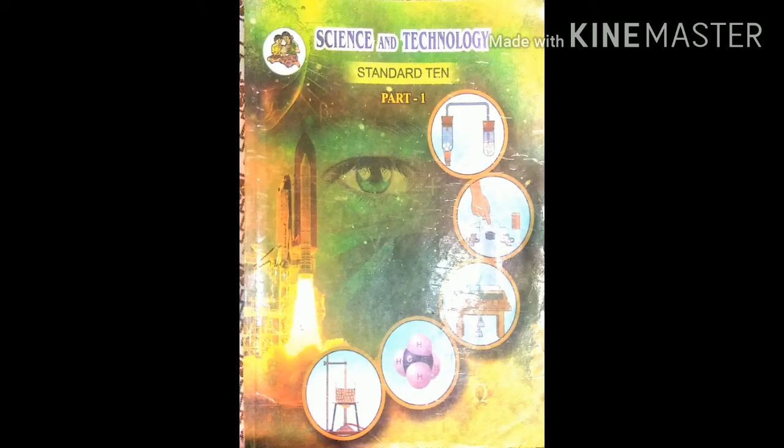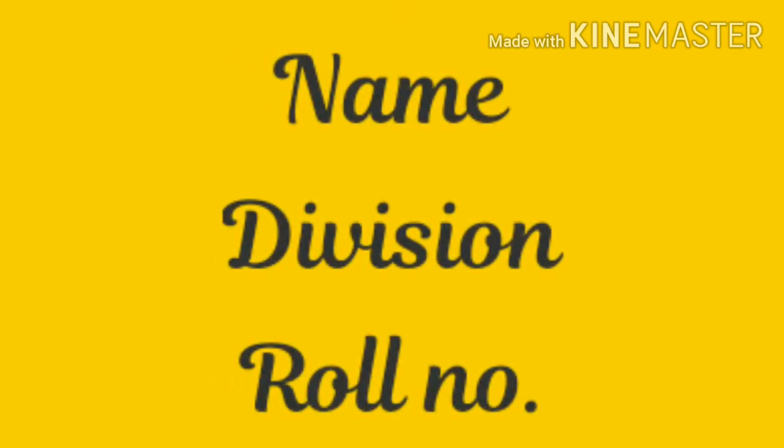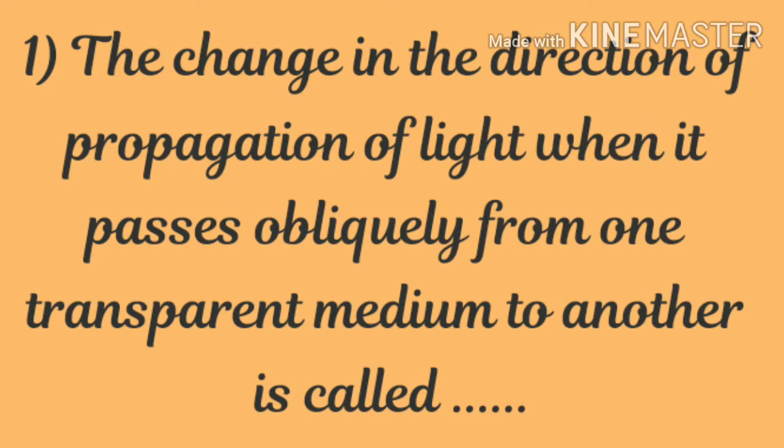Today we'll see the worksheet of Science and Technology Part 1, 6th chapter, Refraction of Light. Students, before writing the answers in the worksheet, don't forget to write your name, your division, and your roll number on the front side of the worksheet.